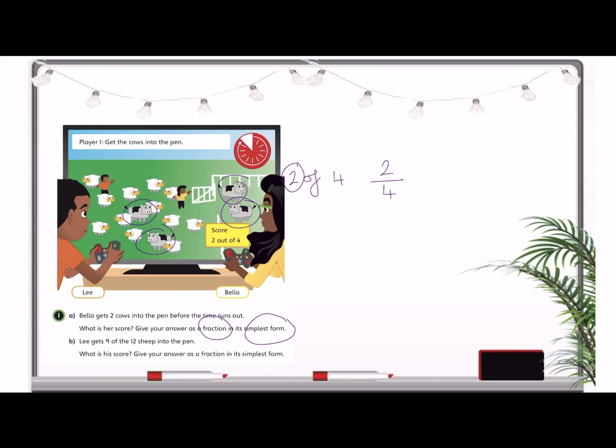Now, we're not finished yet because we've been told we need to put this fraction into its simplest form. Now, to be able to put something into its simplest form, we know by now that we need to be looking at its factors and the common factors between 2 and 4. So really important here, some of us have the ability to do this really quickly using mental strategies, but some people might still need to use our number books.